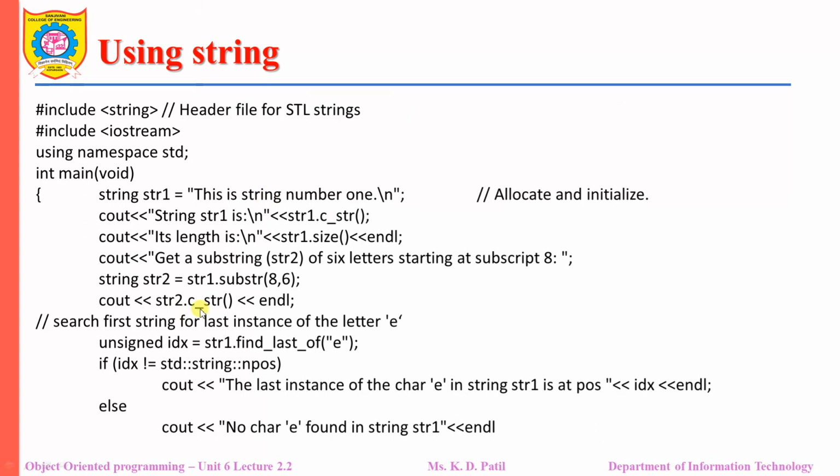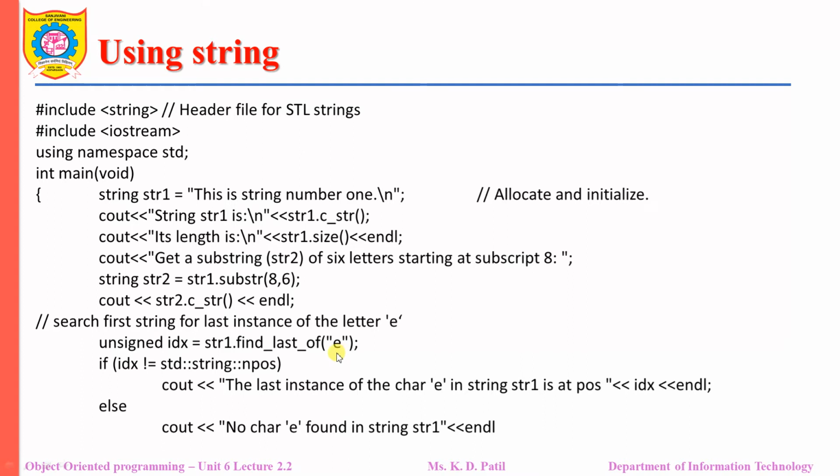And again to display that substring, I will simply use the function c_str, which is invoked by the second string str2. Now if I want to search for the last character or the last letter as E, then I can do that also using a simple function, find_last_of, with the argument passed here as a character argument.